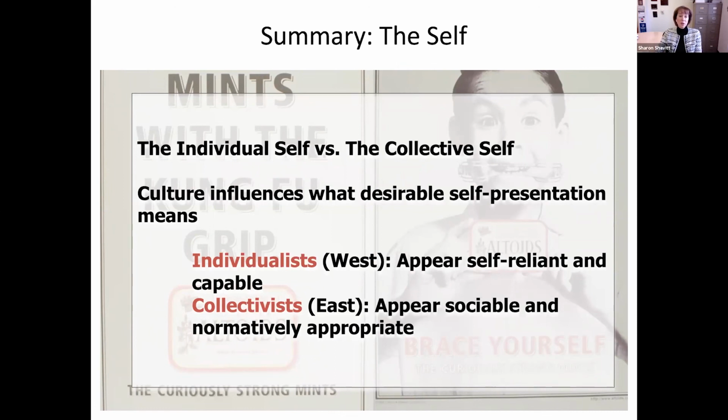For the individual self, for individualists like Westerners, the goal is to appear self-reliant and capable. For collectivists, or people from East Asia, for instance, the goal is to appear sociable and normatively appropriate, not violate norms, okay? So self-presentation matters to all of us, but what that means depends on our culture.